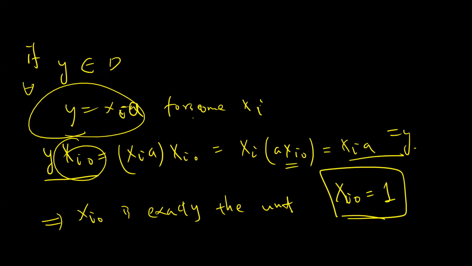But by definition, 1 is always xi a for some xi, so this xi will be the inverse. So for each a, there is always such an xi. By definition, we get the inverse and we get the unit. So we proved the result.